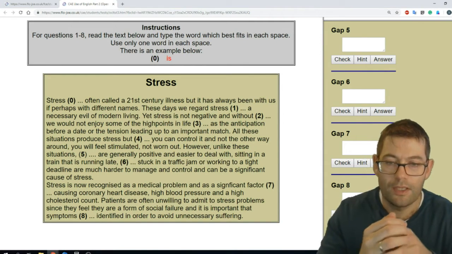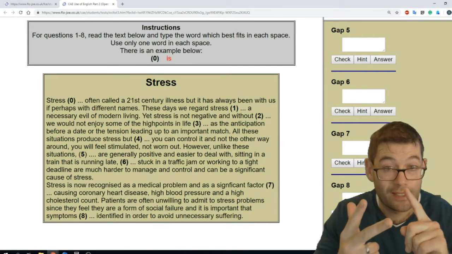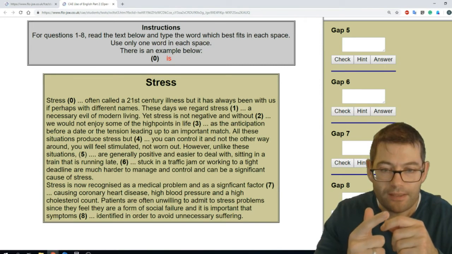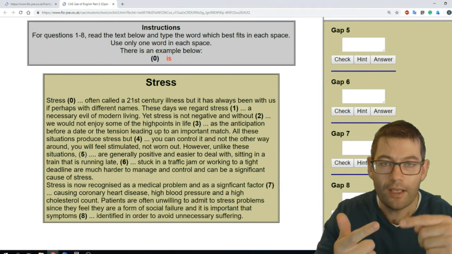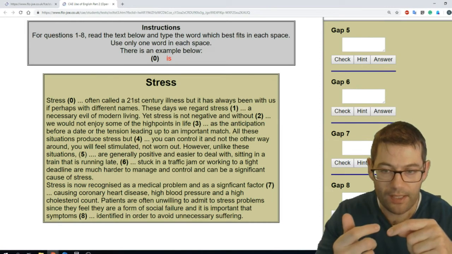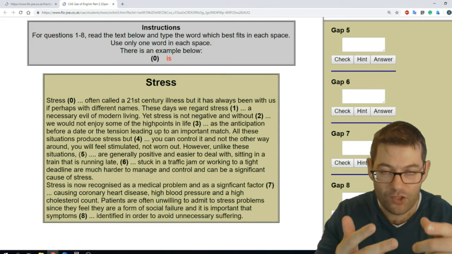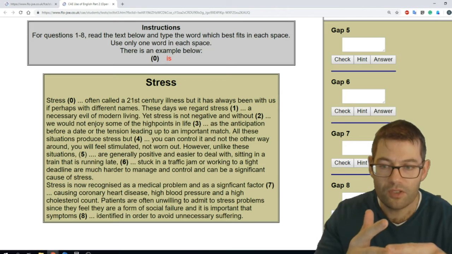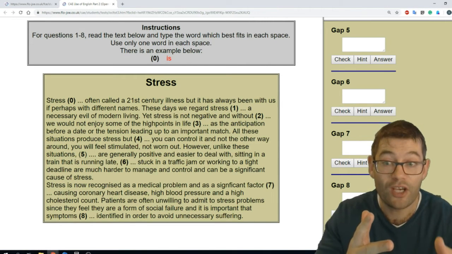So we've got sitting in a train, working to a tight deadline, and stuck in a traffic jam. Now we've got to pay attention to language patterns. And the language pattern that we've got to pay attention to is how each part of that list, so you've got 3 items in that list, how they all begin. And they all begin as gerund forms. So sitting and working. So to fit, the answer for number 6 has got to be also in a gerund form.